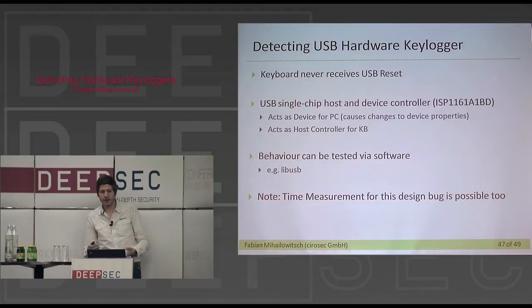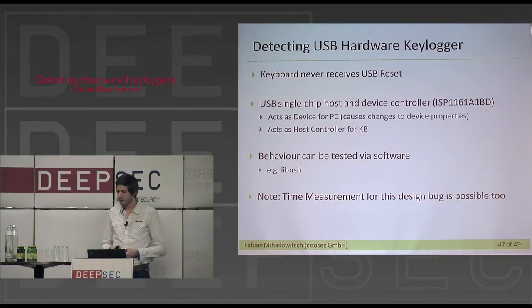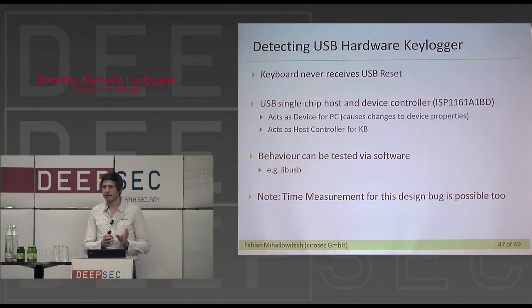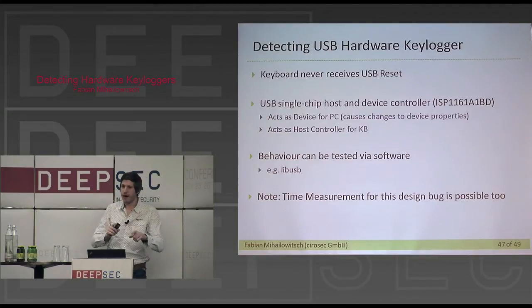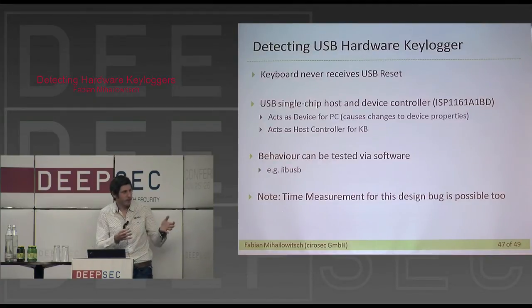And if you take a close look at the hardware again, you can see that a USB single-chip host and device controller is used, which is the ISP1161A1BD. And it basically acts as a device for the PC, and it acts as a host controller for the keyboard. Now you might imagine why the device configuration changed, like I told you on the slides before. The reason is just it acts as its own device, and it is a full-speed device, and it says it isn't bus-powered, but it is powered otherwise, and so that's the reason for the whole behavior.